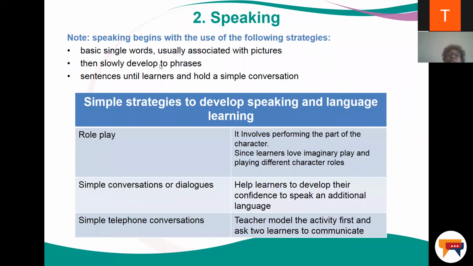Speaking. Note, speaking begins with the use of the following strategies. Basic single words, usually associated with pictures, then slowly develop to phrases, sentences until learners can hold a simple conversation. It's important. Simple strategies to develop speaking and language learning through role play. It involves performing the part of the character. Simple conversation and dialogues help the learners to develop their confidence to speak. Simple telephonic conversation. These are some of the strategies that you can use to develop speaking. Because at the end of the day, they're listening to you, but they must also be able to speak and communicate.